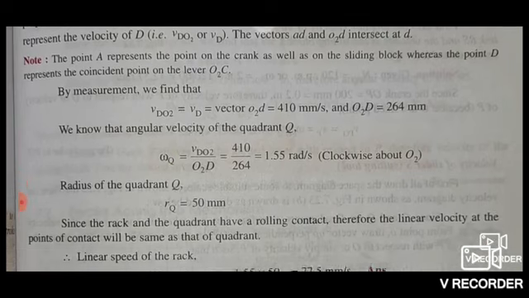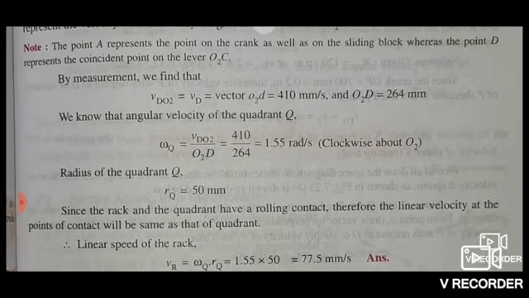The point A represents the point on the crank as well as on the sliding block, where the point D represents the coincident point on the lever O2C. By measurement we find that VDO2 equal to VD equal to vector O2D equal to 410 mm per second, and O2D equal to 264 mm. We know that angular velocity of the quadrant Q, omega Q, equal to VDO2 by O2D equal to 410 by 264 equal to 1.55 radian per second clockwise about O2.